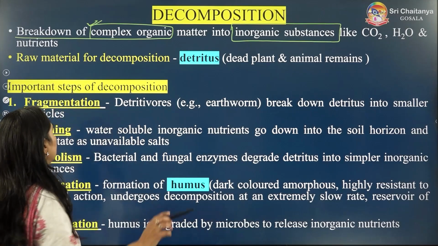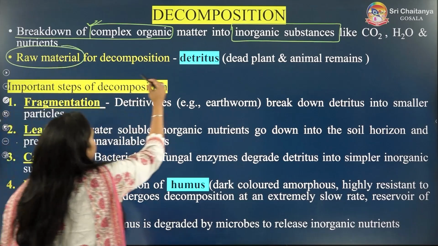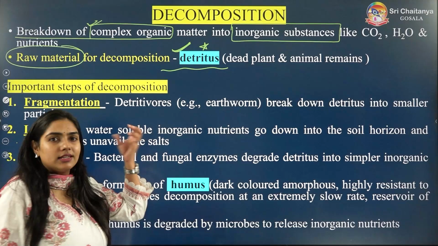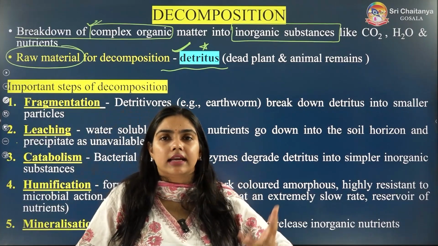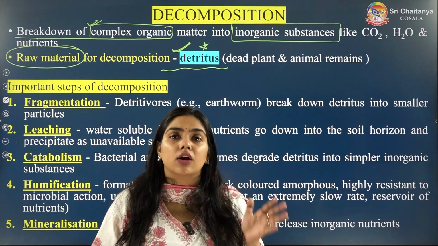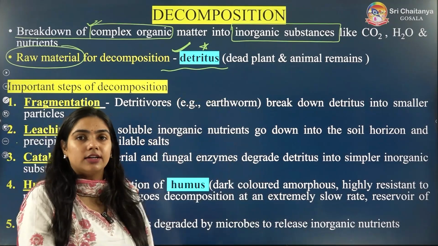So I have already told you what the raw material for decomposition is. Detritus. Very, very important. What is this detritus? The dead and decaying plant and animal remains. The dead and decaying organic matter is detritus.